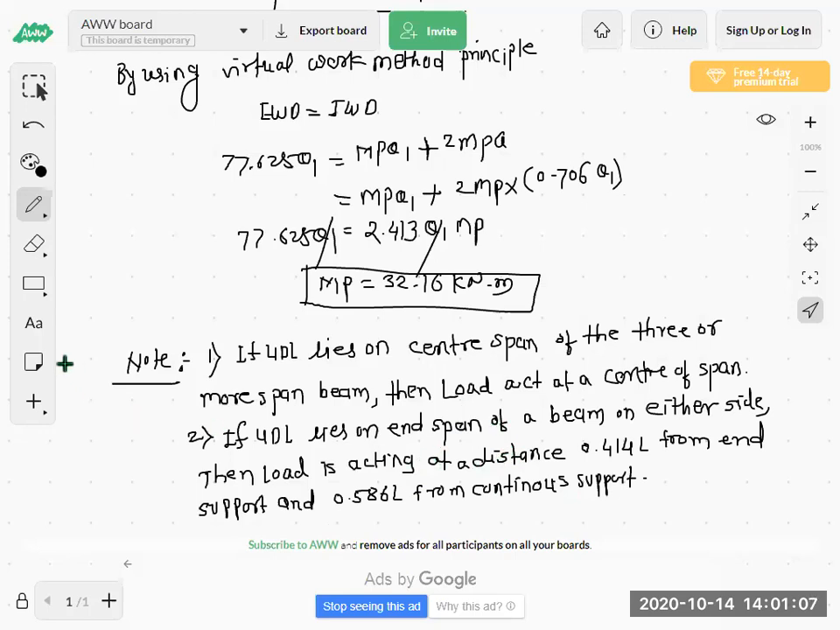So this is very important, VIMP, related to UDL. This note is very important related to UDL. Okay.